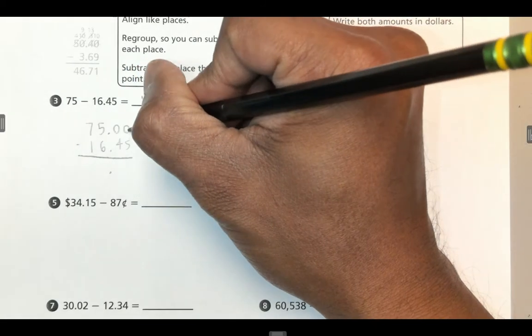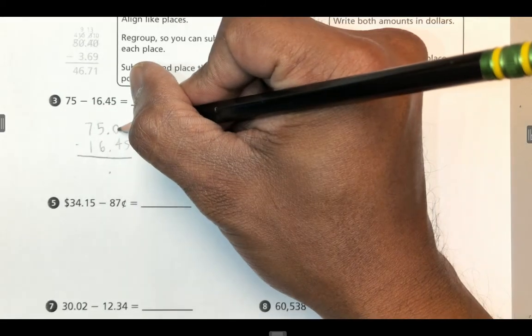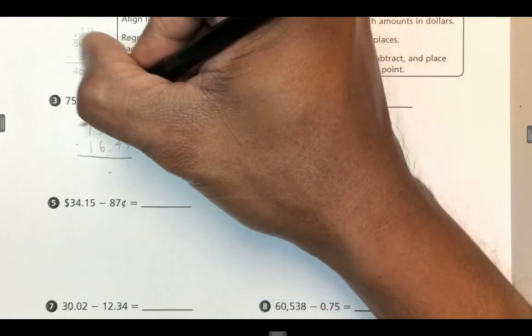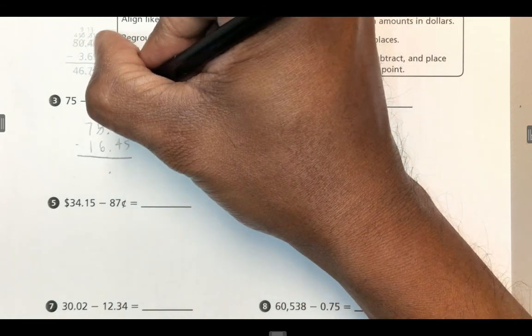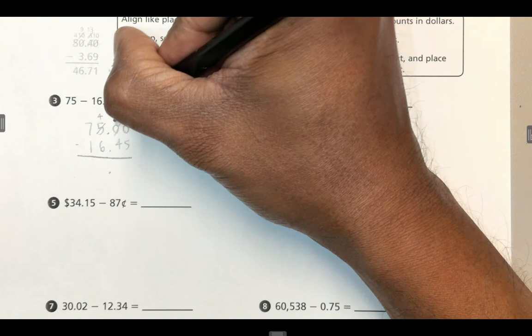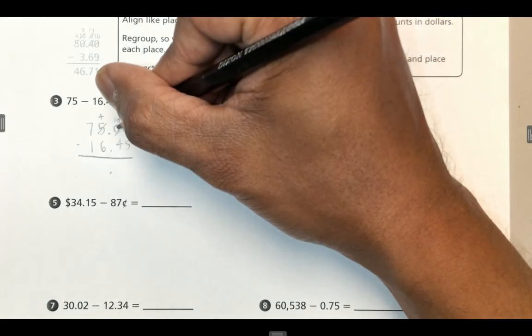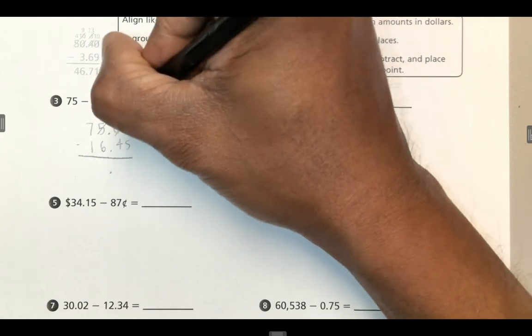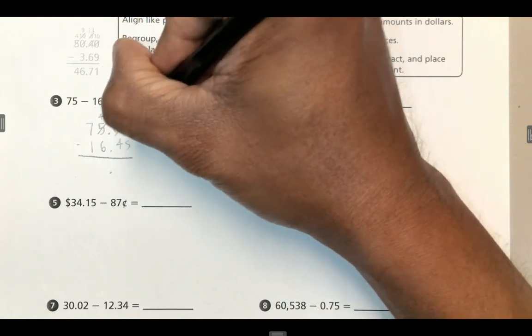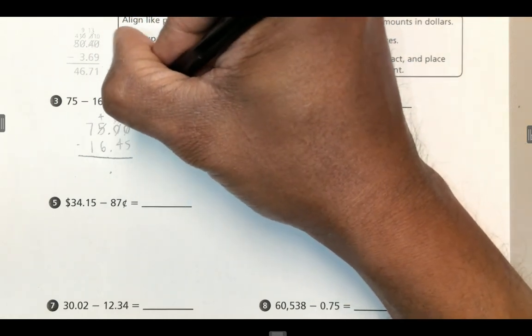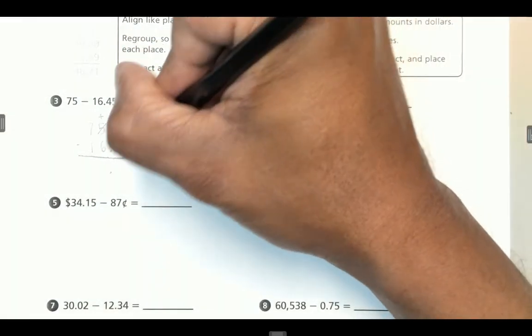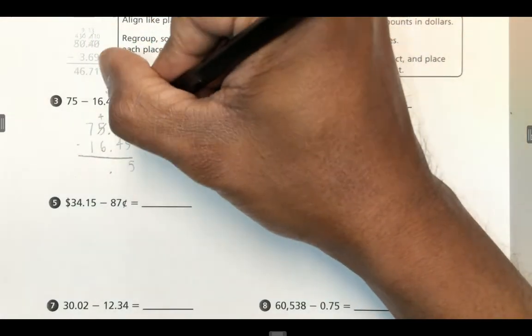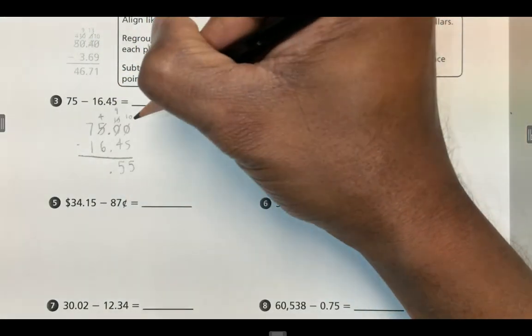0 minus 5, I've got to borrow. This 0 has to borrow. Therefore, the 5 becomes a 4. This 0 becomes a 10. Now, this 10 has something that the first 0 can borrow. So this goes down to 9. This becomes a 10. 10 minus 5 is 5. 9 minus 4 is 5.